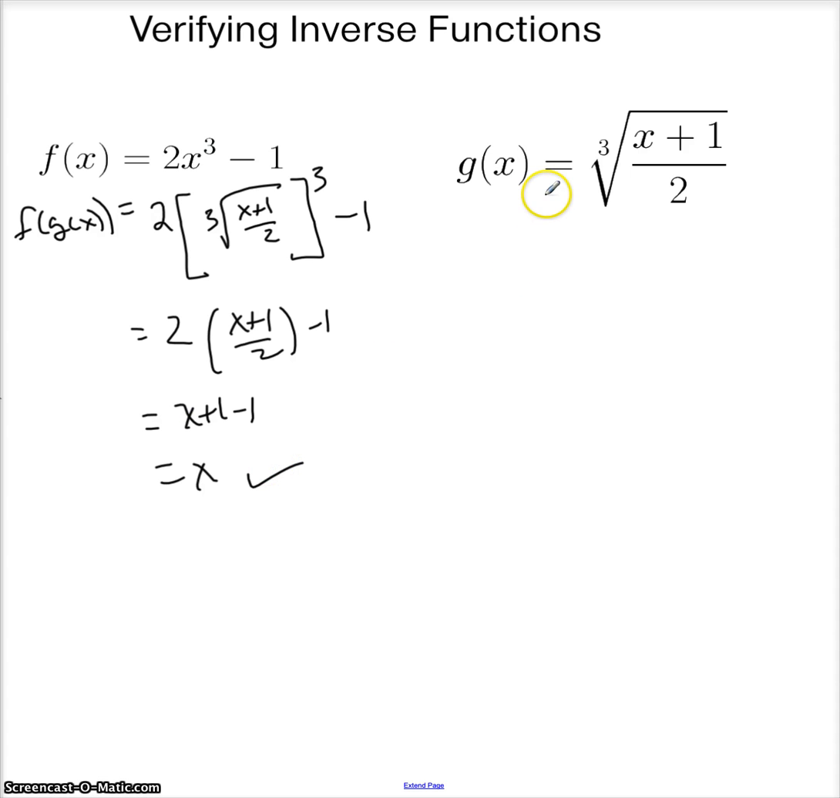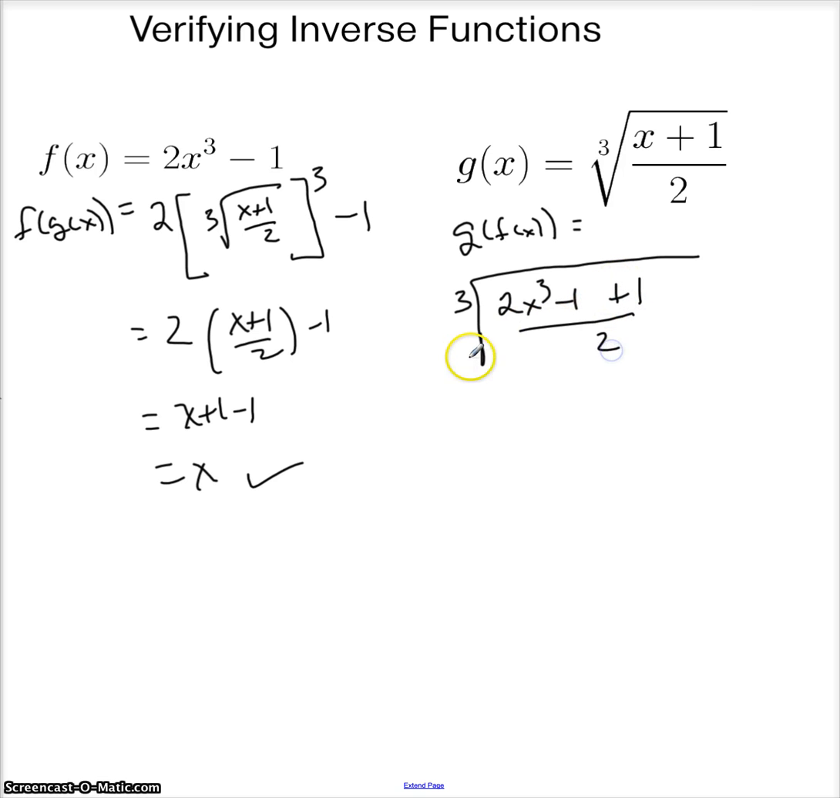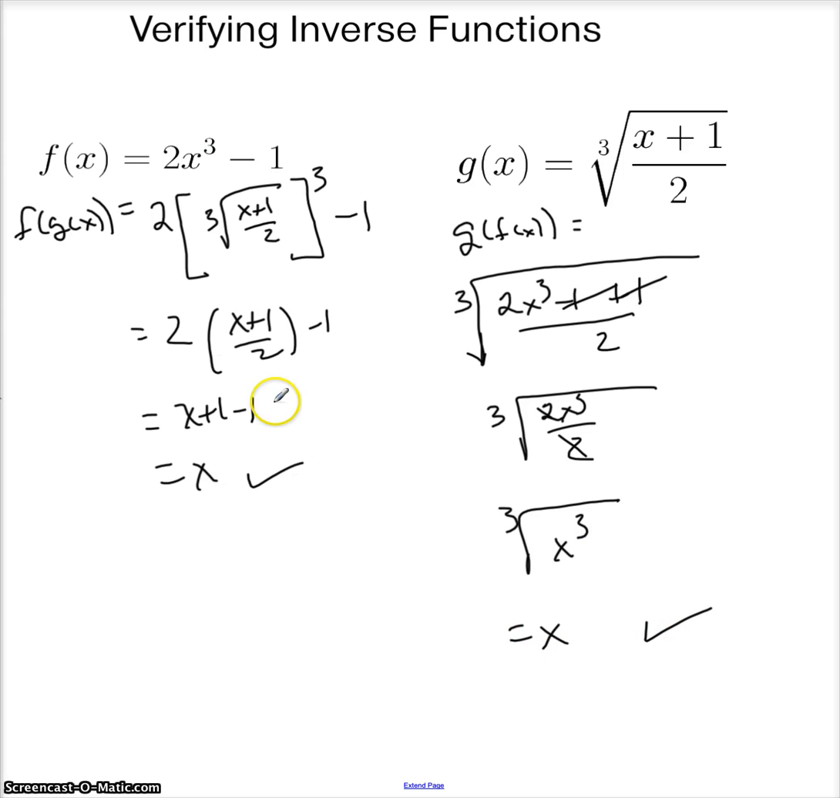We're not done. We have to show that g of f of x is also equal to x. So g of f of x is equal to, let's see, the cubed root of 2x cubed minus 1 plus 1 divided by 2. Well, so this is the cubed root of, let's see, those cancel. 2x cubed divided by 2, cancel. So it's a cubed root of x cubed, or x. So they're inverses of each other.